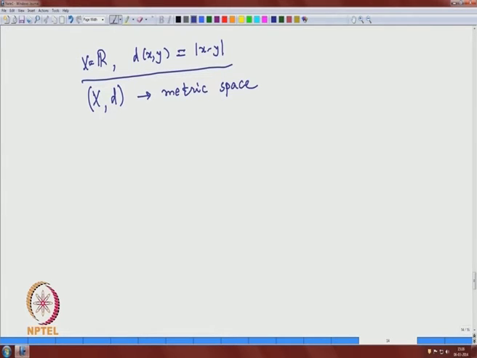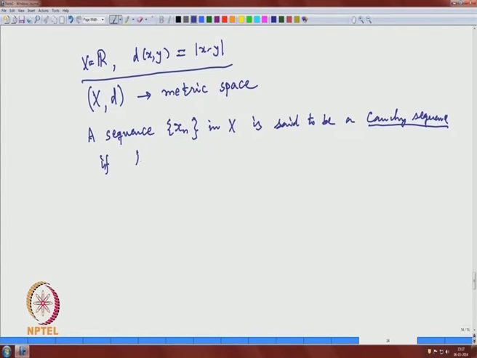So we have another few minutes. Let me define: a sequence x_n in X is said to be a Cauchy sequence if the limit, remember these are all real numbers now, d(x_m, x_n) goes to 0 as m, n go to infinity.